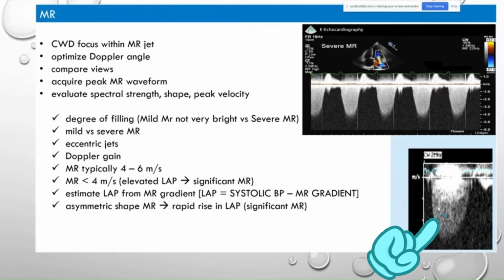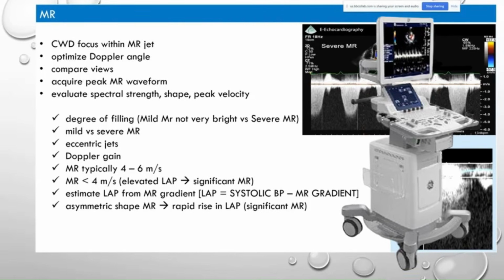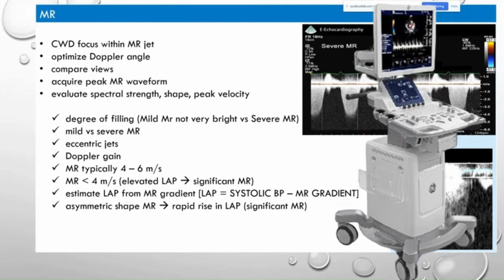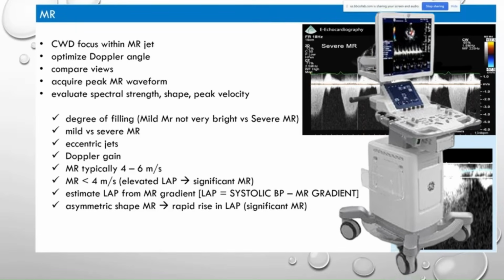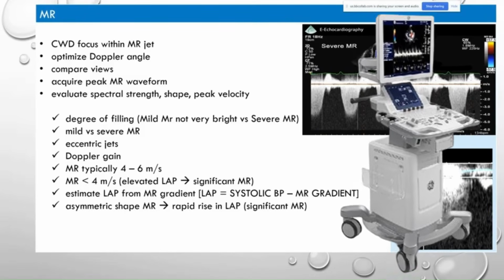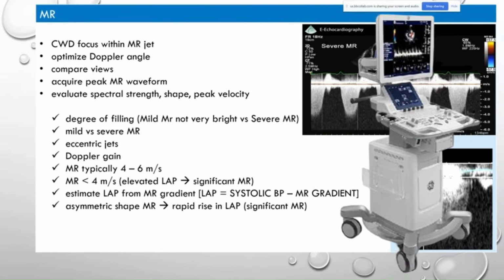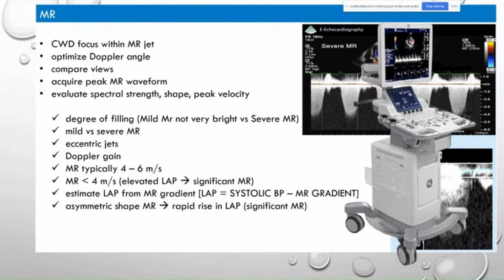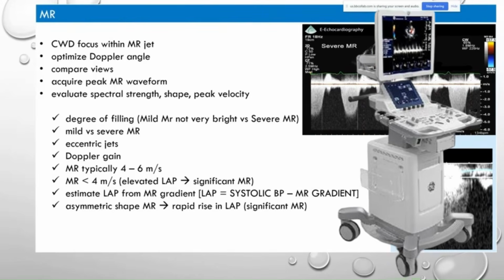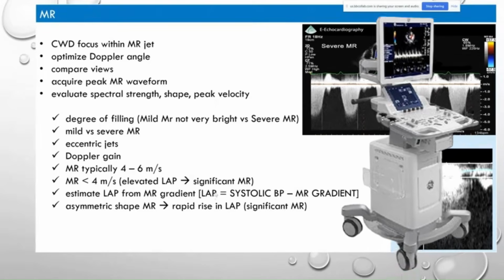If you have eccentric jets, you may want to have the patient move a little so you can get a better window or better velocity. Check your Doppler gain. Don't make it too high. Don't make it too low. Usually, you want it to be 4 to 6 meters per second. If it's less than 4 meters per second, it means that the person has elevated left atrial pressures. That means that person has really bad mitral regurgitation. We would estimate the left atrial pressure from that gradient. The machine will do all this for you if you do your measurements.